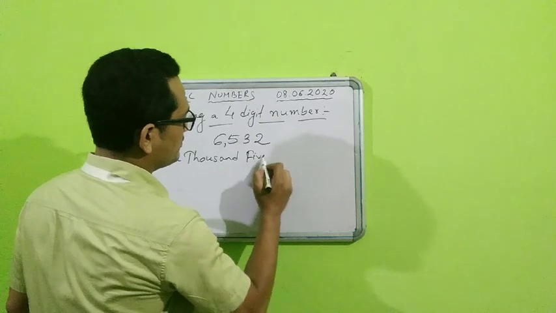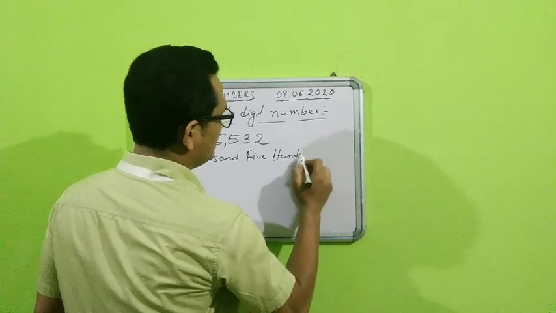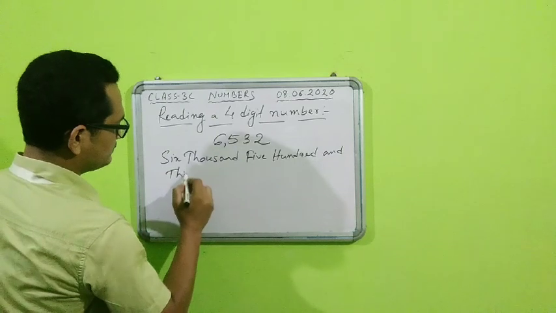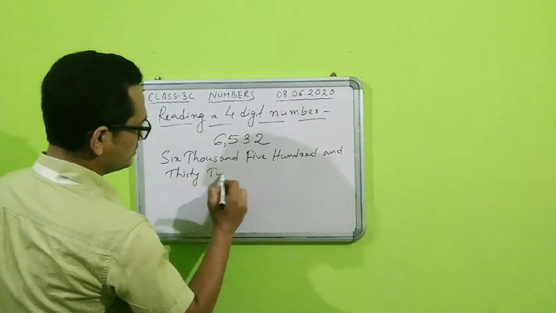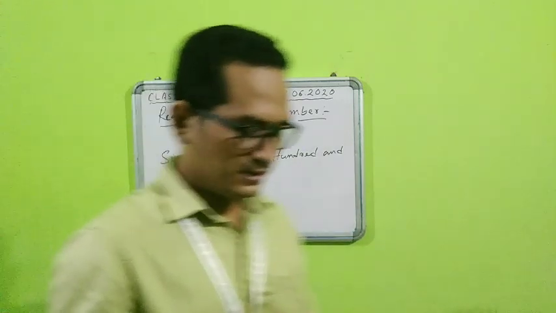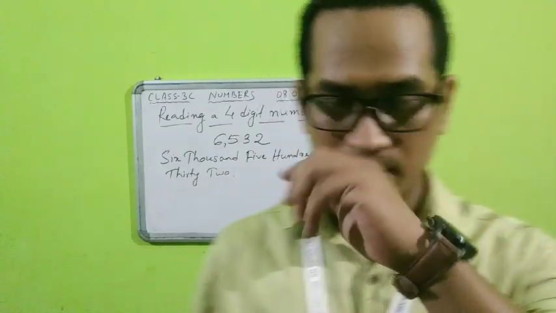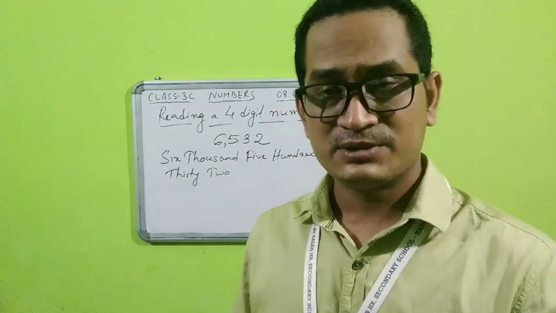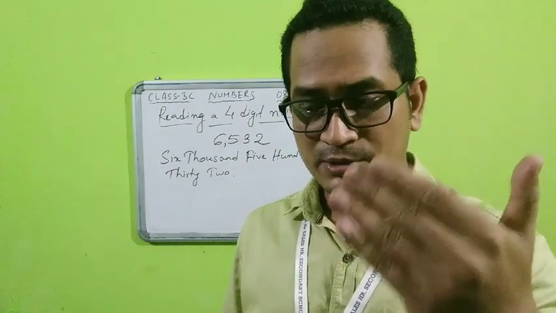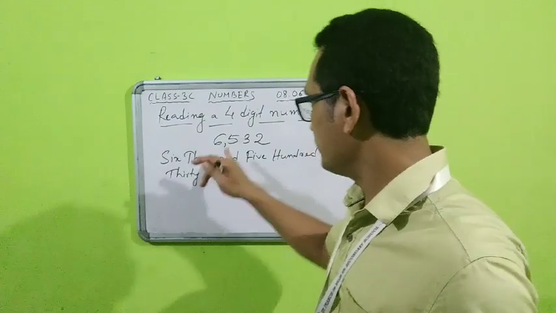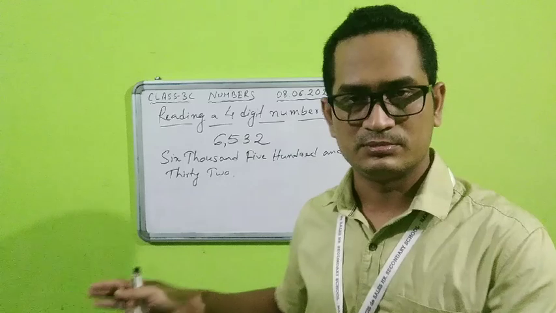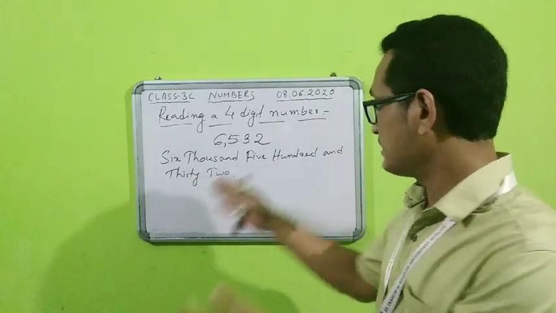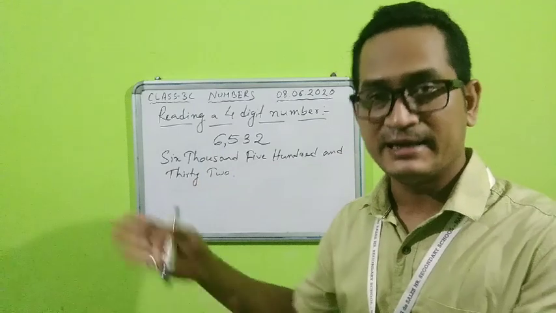So 532. So this will be the number name of any of this 4-digit number. Students, don't get confused. Number names mean when you read the number, you cannot read this number as 6532. That is not appropriate. Fine. If somebody asks you what is the number, you have to say like this, 6532. In that way you have to say.